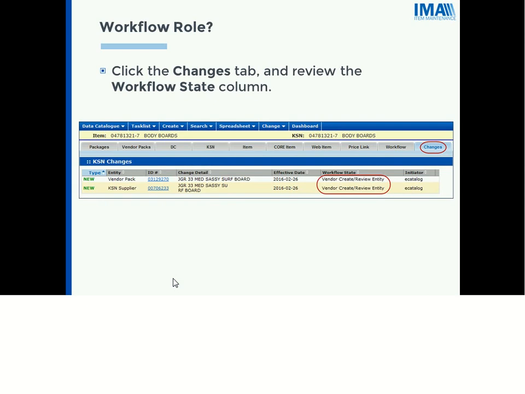So to see more detail, you can click the Changes tab. It's the very far right tab, and it says Changes. And when you click that, you'll be able to see more detail about the item. So in this example, we see that the workflow state says vendor create/review. And then under change detail, you can actually see what changes were initiated for this item.